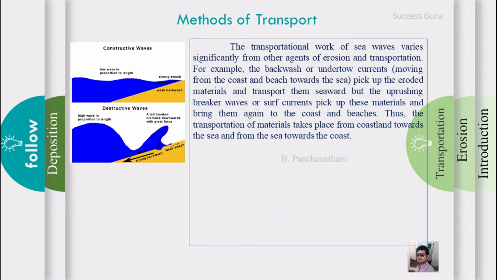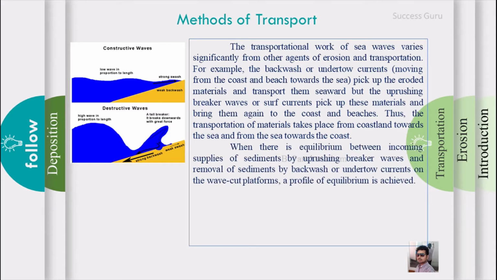Whereas in the case of a wave, the movement direction is both towards the coast and away from the coast. The backwash or undertow current picks up and erodes the material and transports it towards the seaward side. The uprushing waves bring the same material towards the coast. So the movement direction is front and back along the coastal line. That is the difference from other geomorphic agents.